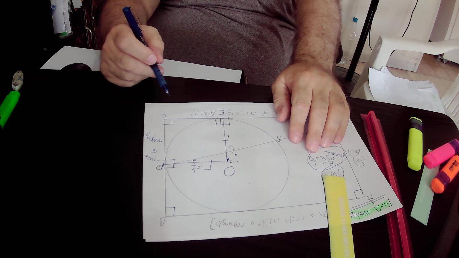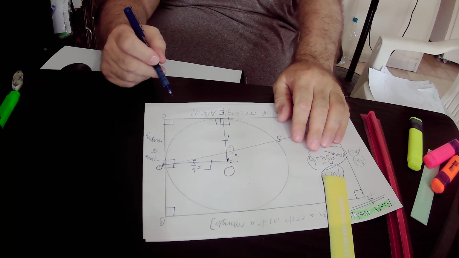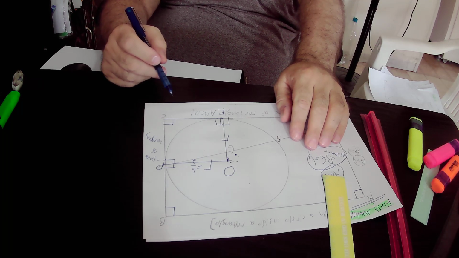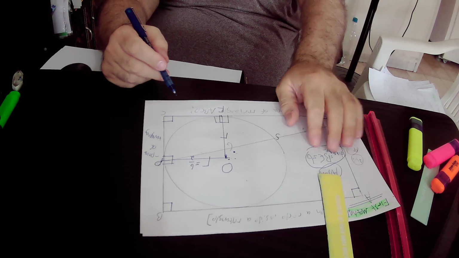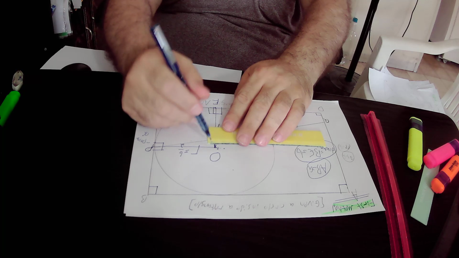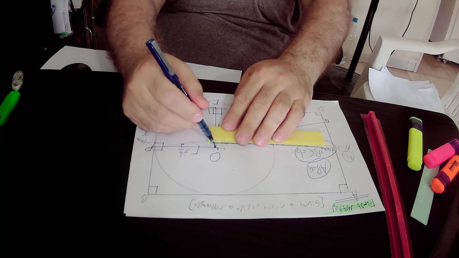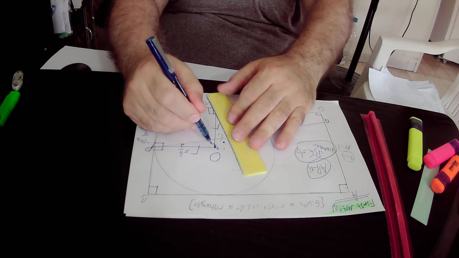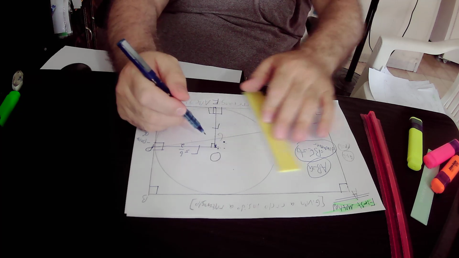Whenever you have a quadrilateral with three right angles, the fourth angle must be equal to 90 degrees. Why? Because of the rule that the sum of the angles in any quadrilateral is equal to 360 degrees. So this angle must also be equal to 90 degrees. It is a right angle.